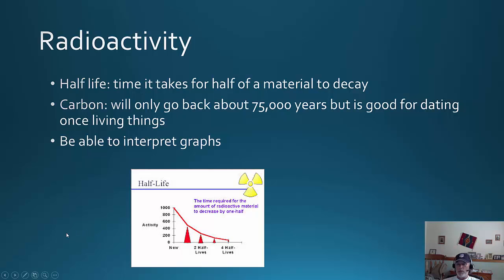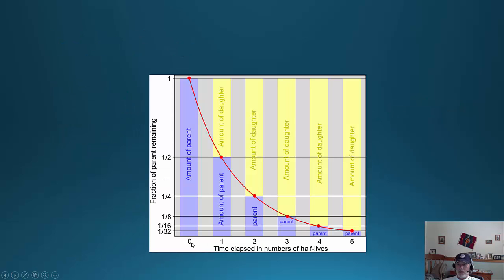And again, we did many of these. Let's look at the next one here. The amount of parent is the original material. The daughter is what the isotope is really breaking down into. So, number of half-lives: say it went through 2 half-lives, how much is left? 1/4. Went through 1 half-life, 1/2.